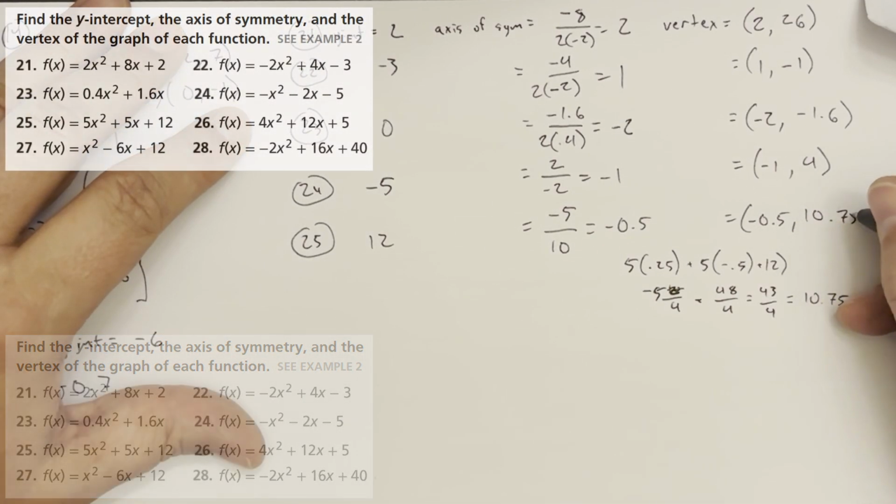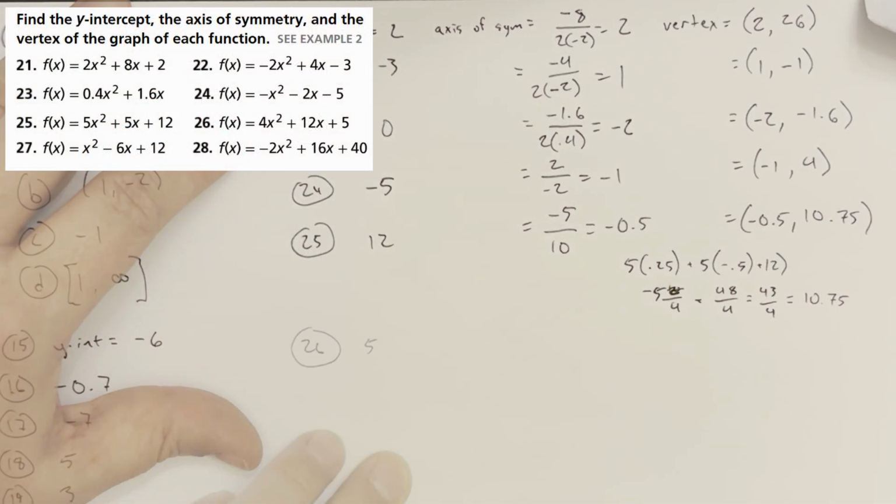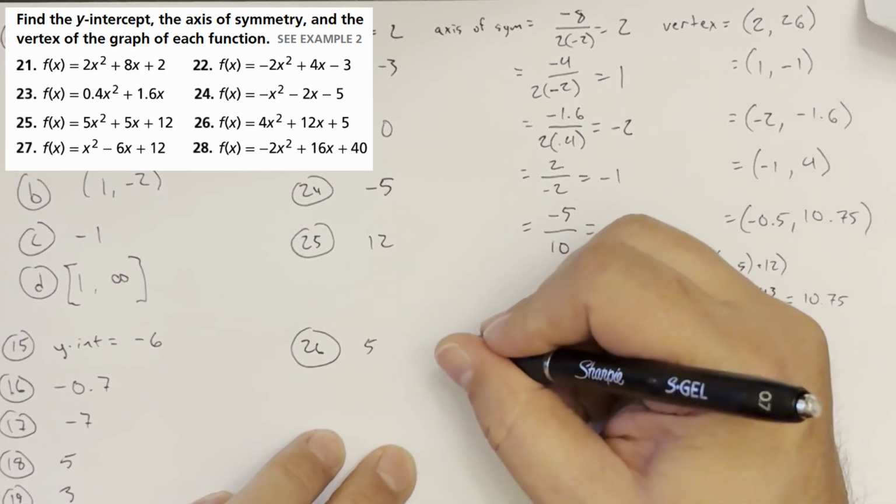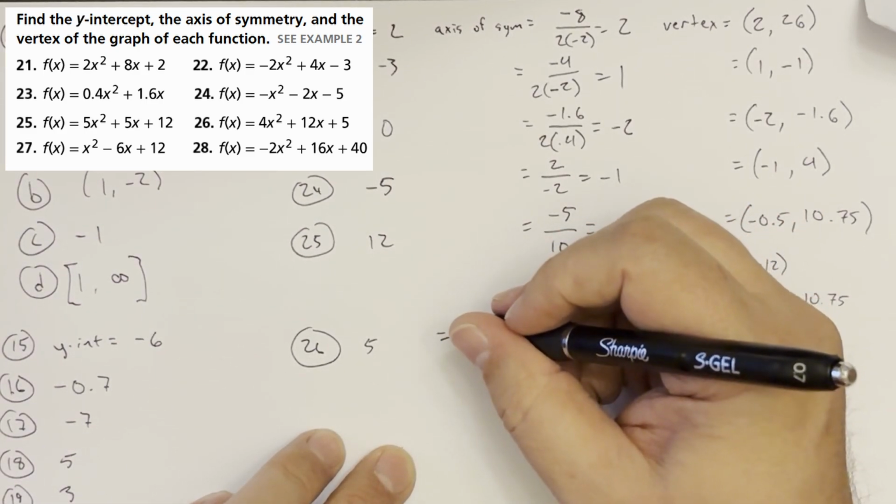Moving on, 26. Y-intercept of 5. And then negative 12 over 2 times 4.